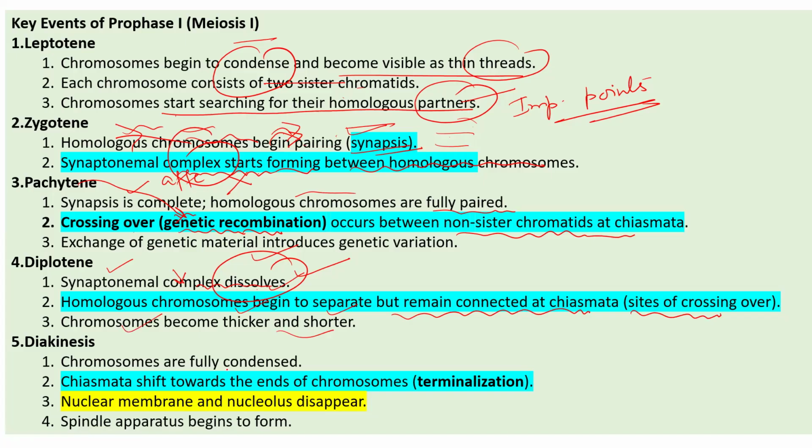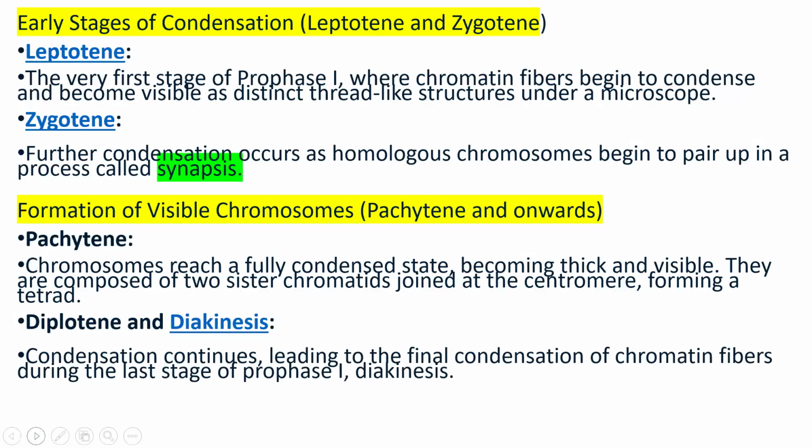Then diakinesis: they are fully separated and the chromosomes are fully condensed. The chiasmata shift towards the ends of the chromosomes. This process is known as terminalization. The nuclear membrane and nucleolus disappear, and the spindle apparatus begins to form. So these are the main stages which we learn with the help of the love story of homologous chromosomes. Early chromosome condensation is in leptotene and zygotene.